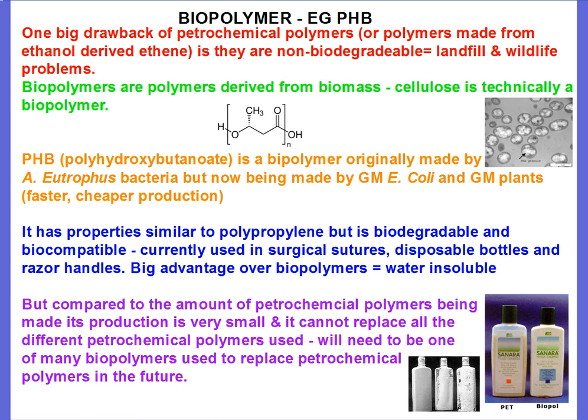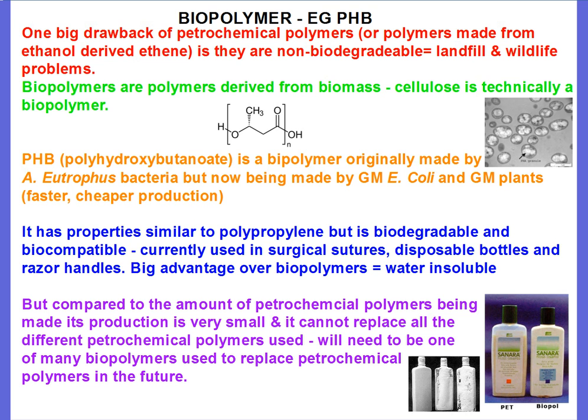One of the big drawbacks of petrochemical polymers, or polymers made from ethanol-derived ethylene, is they're non-biodegradable, which leads to landfill and wildlife problems. And so what's a biopolymer? A biopolymer is a polymer derived from biomass. So technically cellulose is a biopolymer, but the one we studied was PHB. Now PHB is polyhydroxybutanoate. It's a biopolymer originally made by Eutropha bacteria, but it's now being made by GM E.